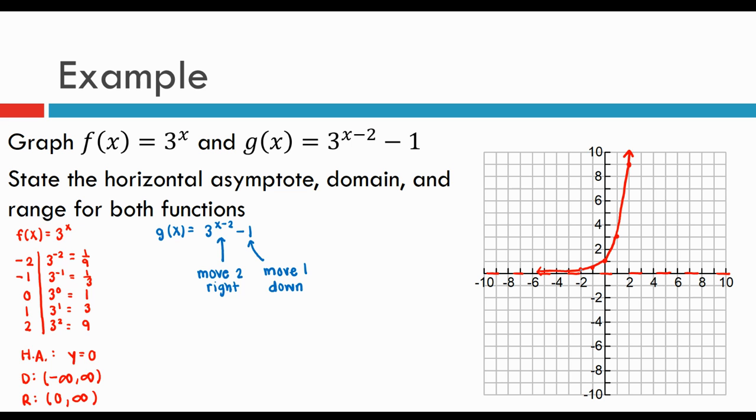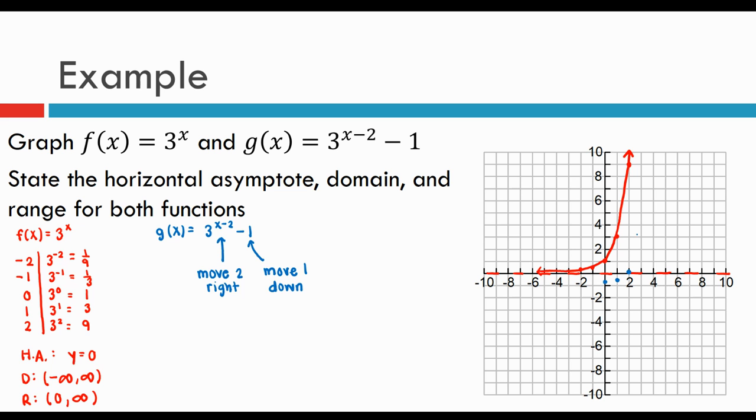So we've got -2, 1/9. I'm going to move 2 to the right to take me to 0, and then 1 down means that we're going to be at -1/9. Okay, so from -1, 1/3, I can move 2 to the right and then 1 down. At 0, 1, we can move 2 to the right and 1 down.